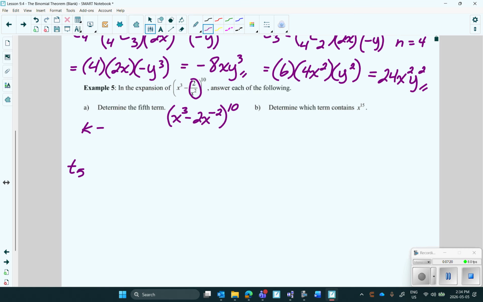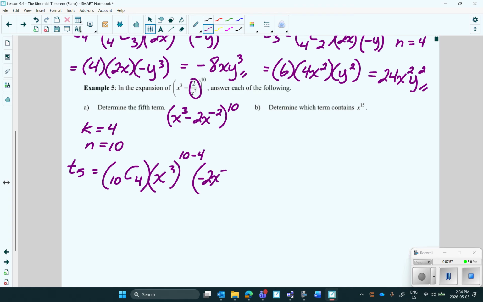What's k in this one? 4. And n in this one? 10. Right? So we've already done 2, so this looks pretty straightforward. What would I get? There's 10 choose 4, good. Then x cubed raised to the 10 minus 4, or if you just want to go ahead and write 6, you can. Be careful with this one. Negative 2x to the negative 2, to the 4.